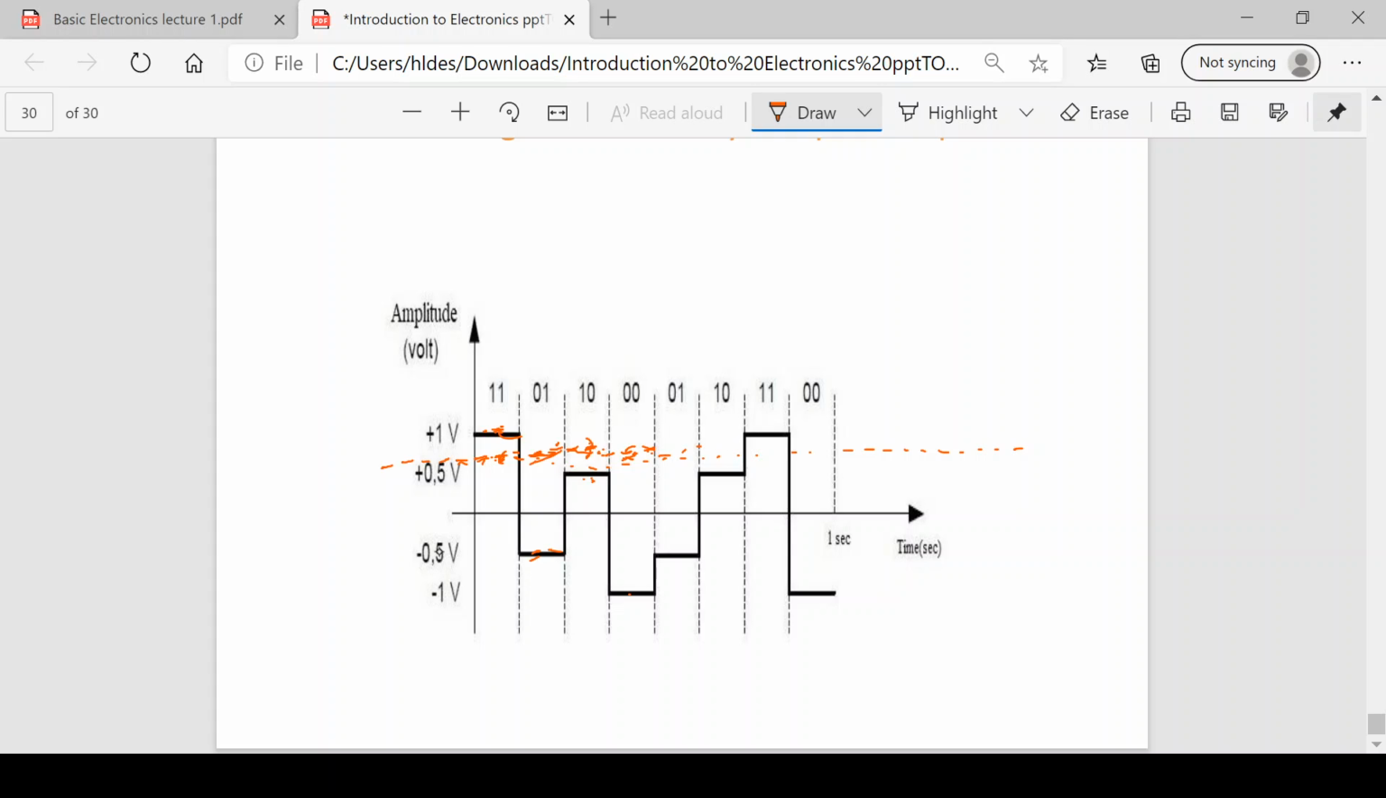So that means wherever you draw a line, at any amplitude, the amplitude will have only 4 levels: +1, +0.5, -0.5 and -1. That means levels of amplitudes are finite. So it simply says that this signal is having finite levels of amplitude.